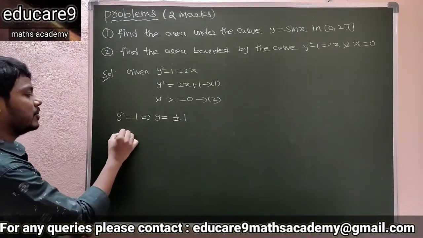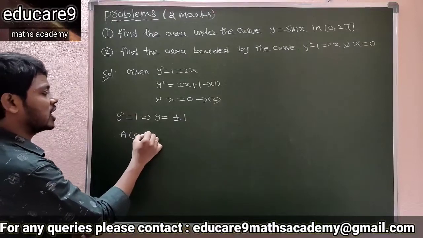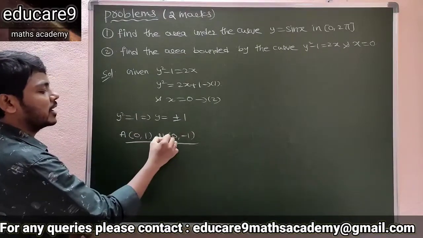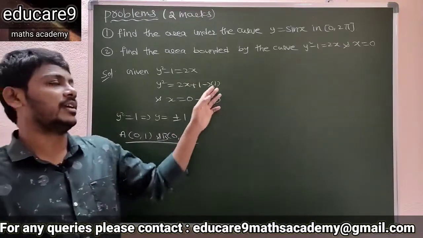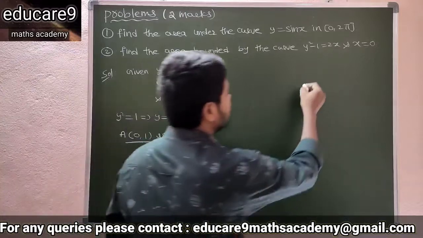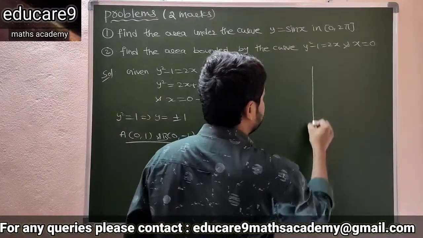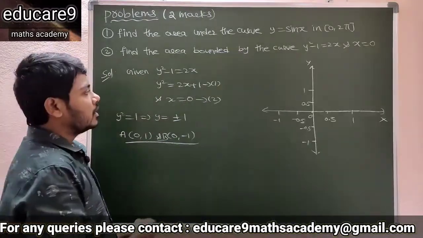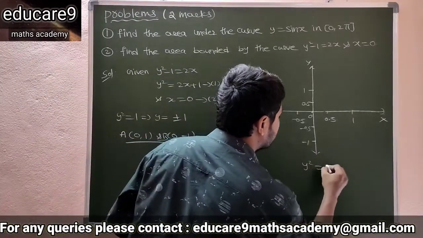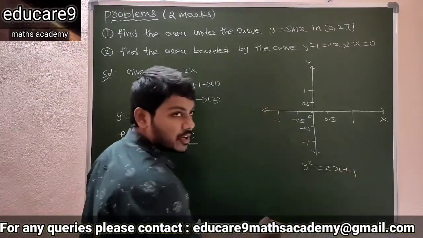So therefore the points of intersection are 0 comma 1 and 0 comma minus 1. So these two are the points of intersection of curve and line. Now I have to draw the graph of the curve and line. So consider the coordinate axis. Now see here, y² equals 2x plus 1. So how to write this one?